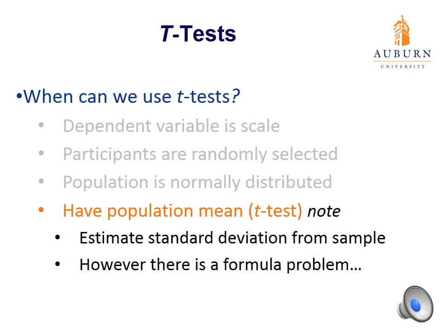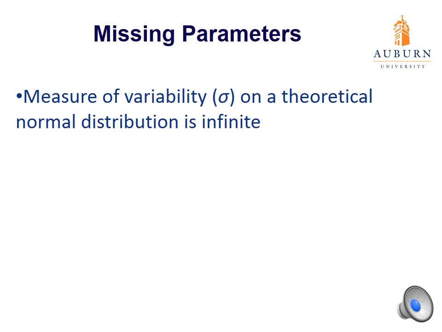However, there is a problem with the formula that you've learned so far for a standard deviation. So before we can do a t-test, we need to correct for that problem in the formula that we've learned thus far. And so we need to make an adjustment to our standard deviation formula.